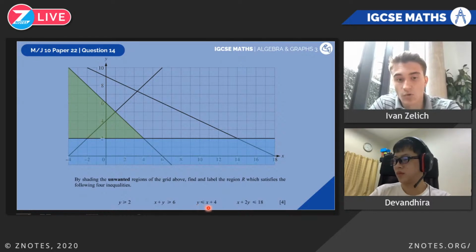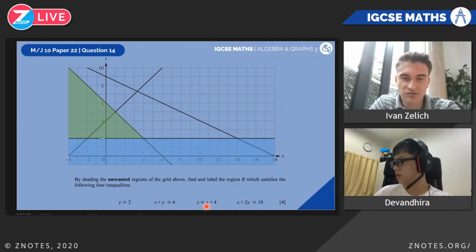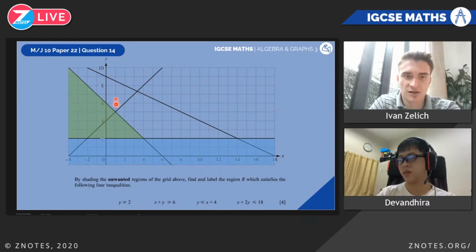For this one, y is smaller than or equal to 4. So in this case, your graph of y equals 4 is going to be pointing this way. And its y-intercept will be 4. So it's this line right here. And we want y is less than that as our wanted region. So it's going to be above this line, as our unwanted region.